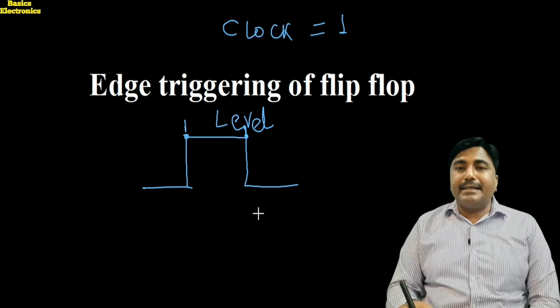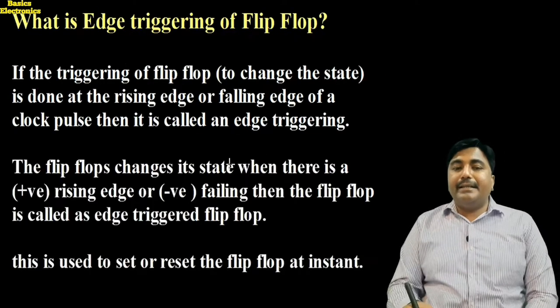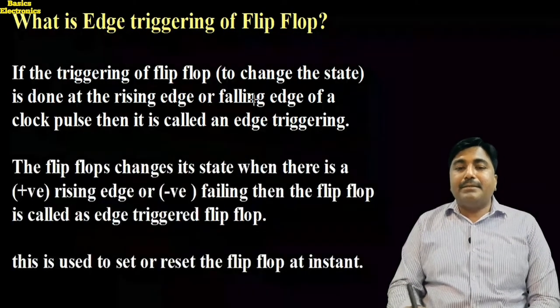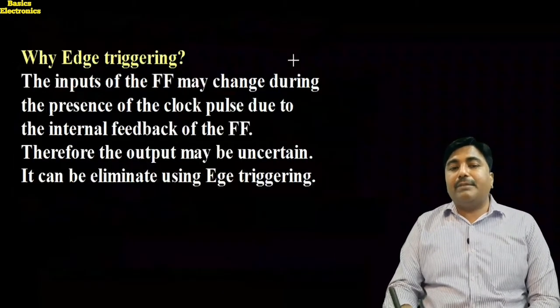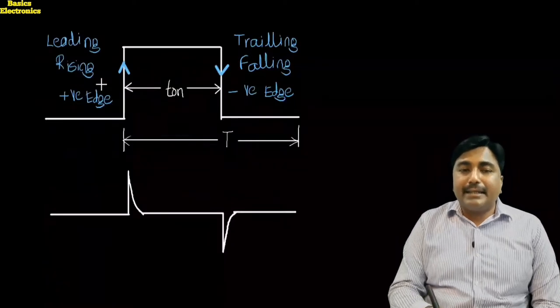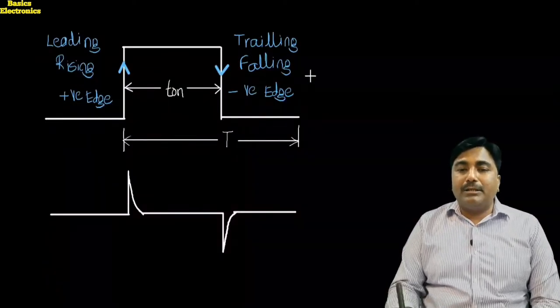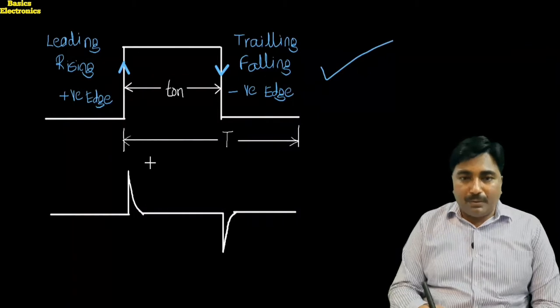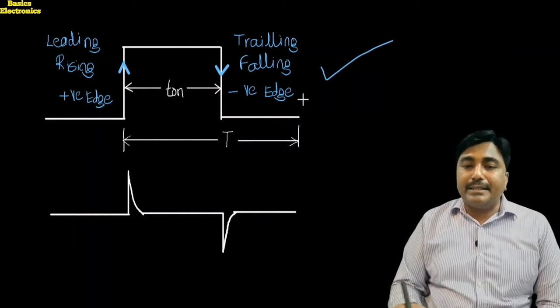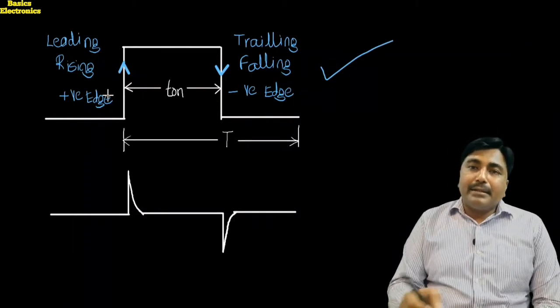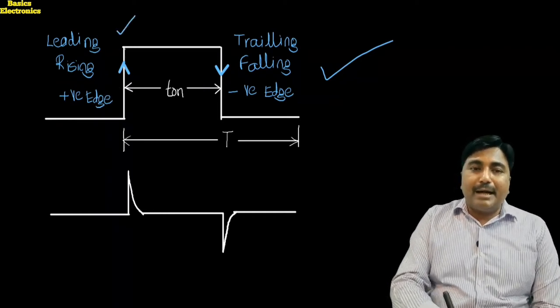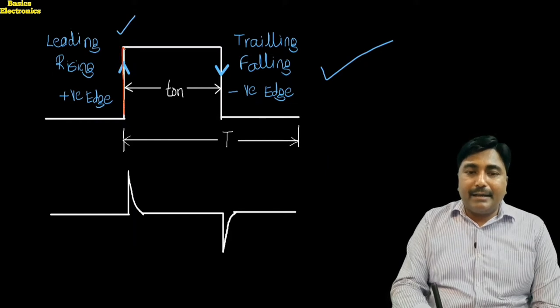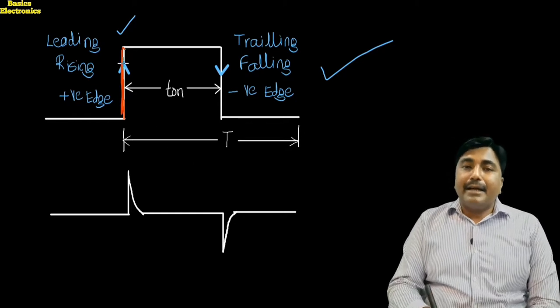This edge triggering is different from the level triggering. In the edge triggering, the flip-flop state is changed at the rising edge or the falling edge. What is that rising edge? Here when we consider the clock pulse, this is the clock input. This clock input is applied, and when the flip-flop changes its output during this edge, during this line, I am going to mark here in red color, during this line, then this is what we call edge triggering.